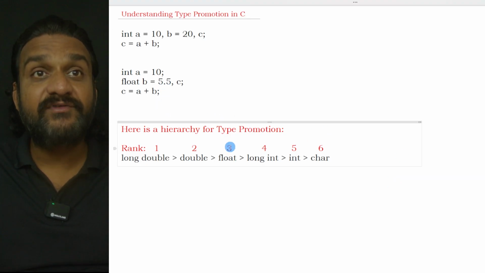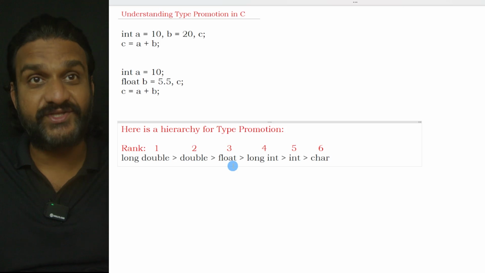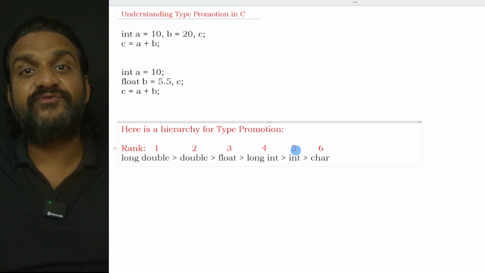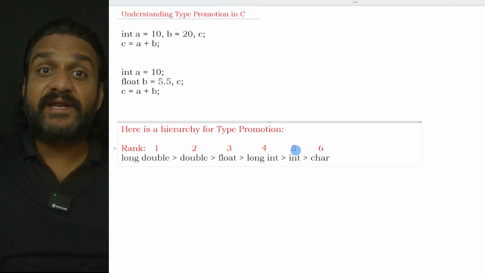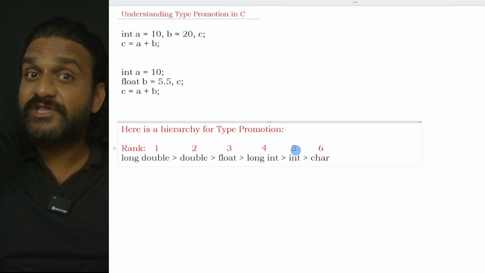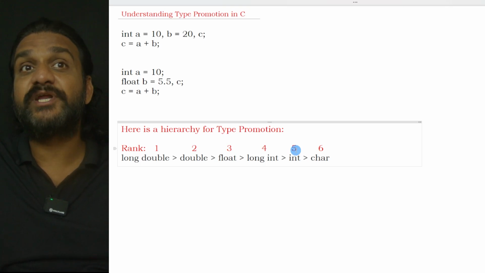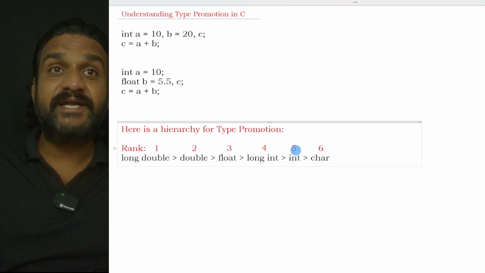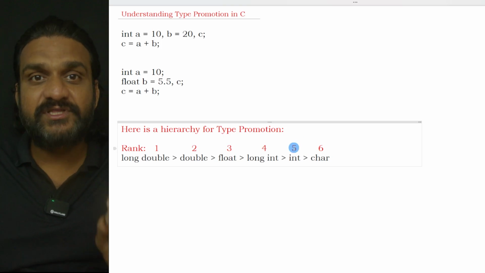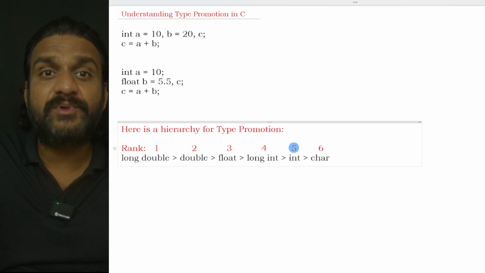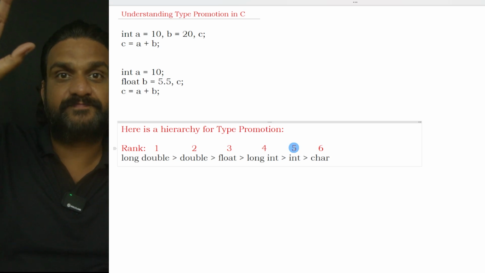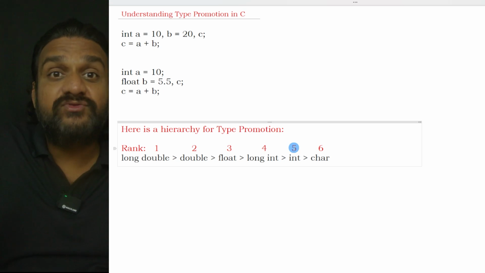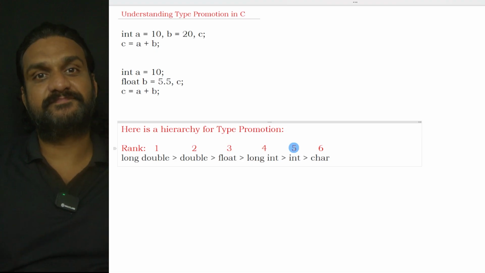So the float is having the highest rank. The rank for float is 3 and the rank for int is 5. Now which one will get promoted? The data type with the lower rank will be promoted to the higher rank. Int is having the lower rank, so the int will get promoted to the data type of type float. Okay, so that is how the type promotion is done.